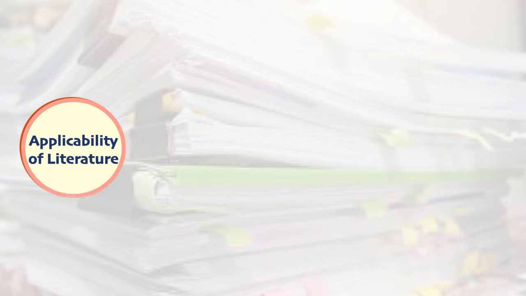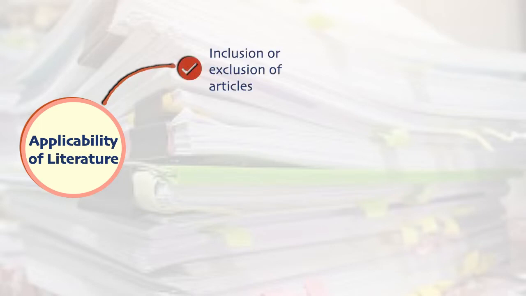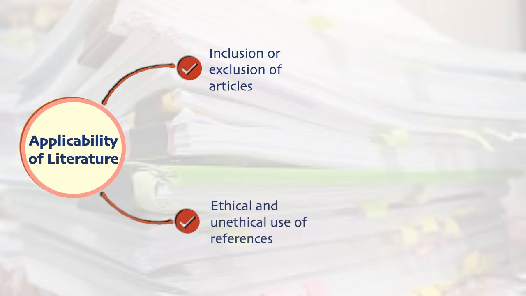In testing the applicability of the literature, we must observe two critical aspects. The first deals with the inclusion or exclusion of articles from the literature review, and the second deals with ethical and unethical use of references. Both facets should be addressed during the literature search and gathering process to ensure high quality and effective literature review.